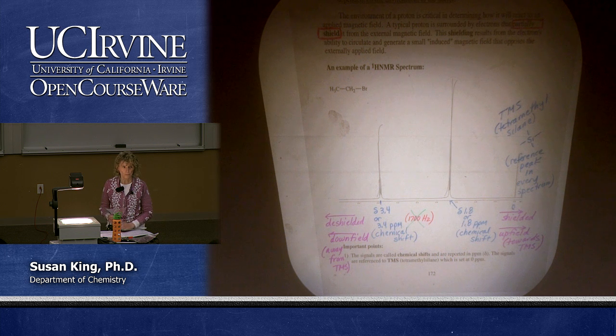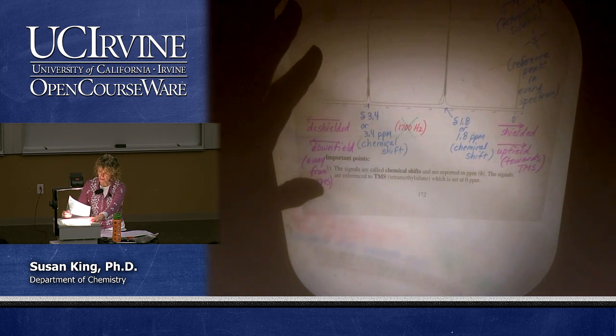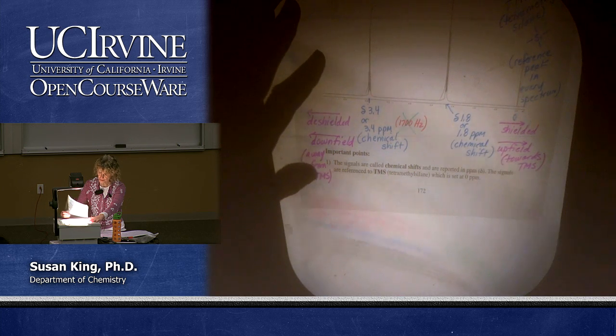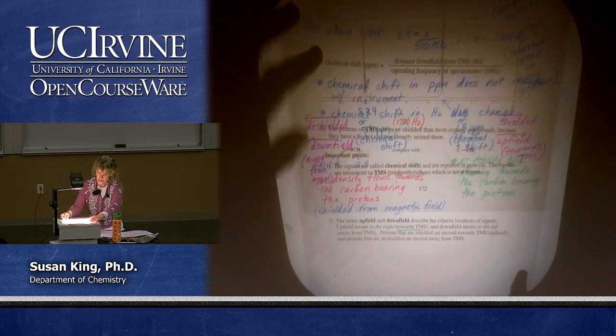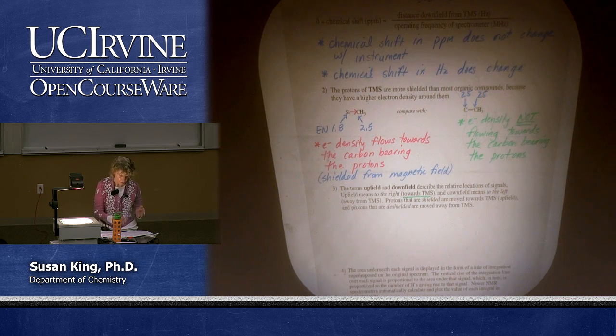All right, so let's go back and talk about the terms upfield and downfield, which describe the relative locations of signals like we just indicated. What does that actually mean? So here's a way to think about it. And we'll be putting this back up if you missed anything.